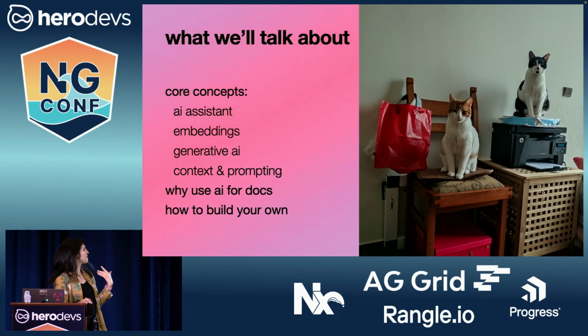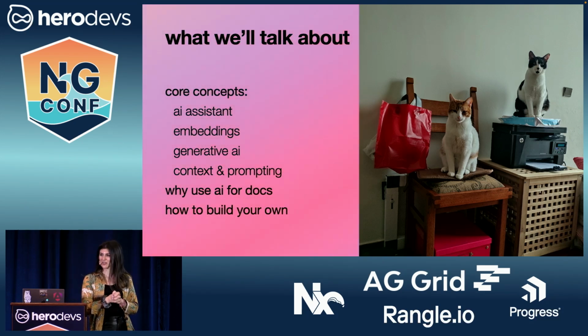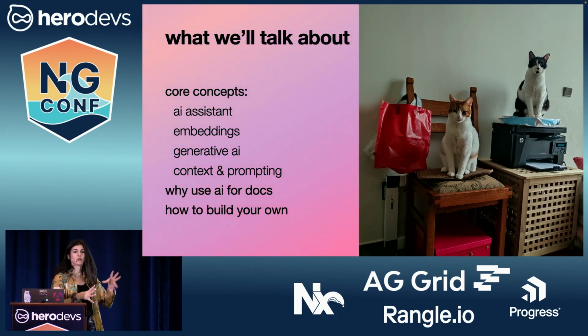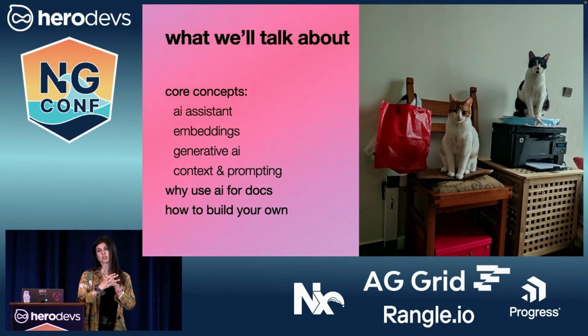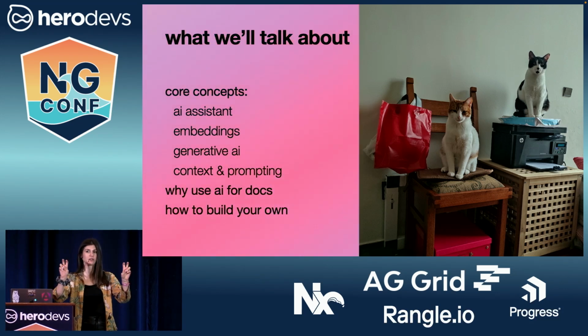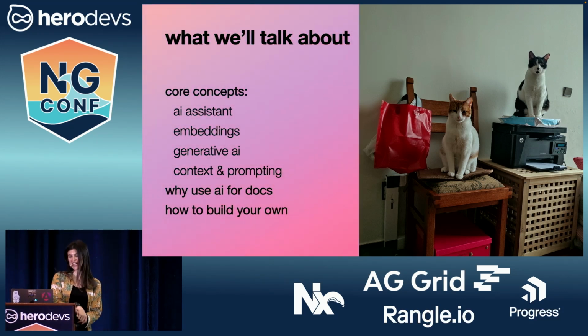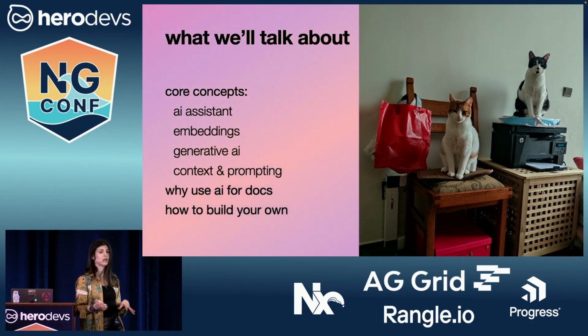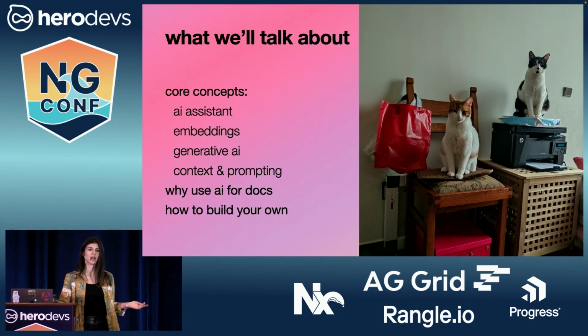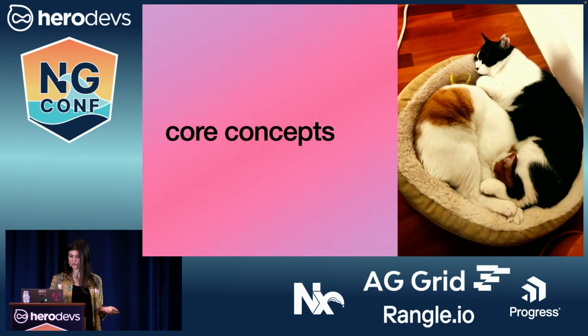OK? So core concepts we're going to see today. What is an AI? What is considered an AI assistant? An explanation of what embeddings are, which may not be 100% accurate and scientific. What generative AI is, we'll talk about context and prompting, and why you would want to use AI for your docs. And then we'll see how you can build your own. So let's dive into the core concepts.